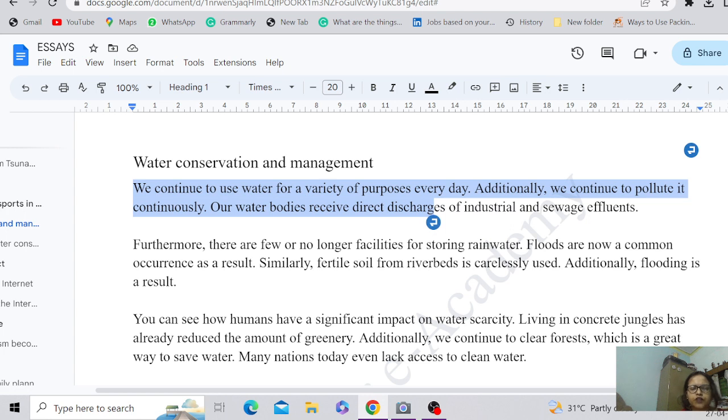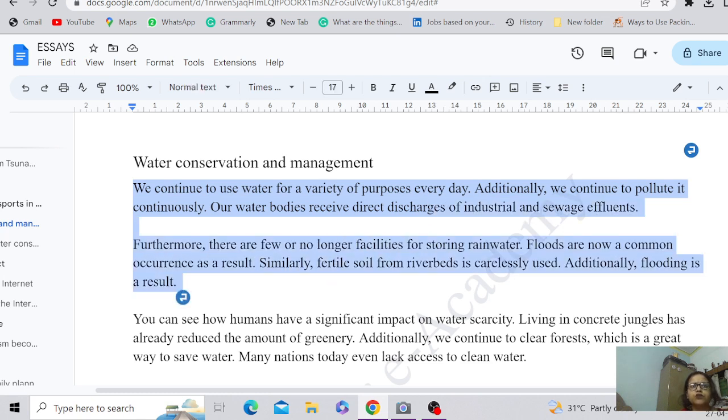That we are using water for a number of purposes, and we continue to use water continuously, and our water bodies have discharges from so many effluents also. But as we see, there is no or limited access to clean water, and we are actually not having enough facilities that store rainwater. So you can come up with these points.